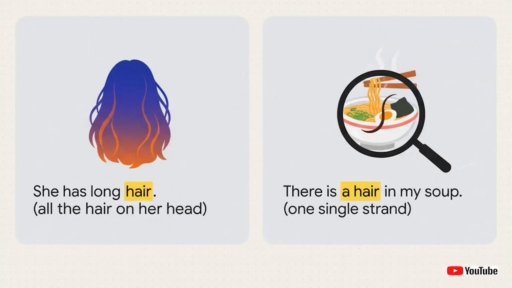Here's another perfect example to make this crystal clear, the word hair. When you talk about all the hair on someone's head, it's a mass, so it's uncountable. She has long hair. But if you find one single solitary strand somewhere it shouldn't be, it becomes countable. Ew, there is a hair in my soup. Again, the meaning totally changes the grammar.